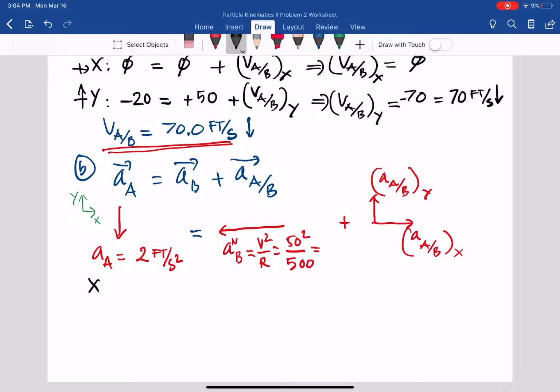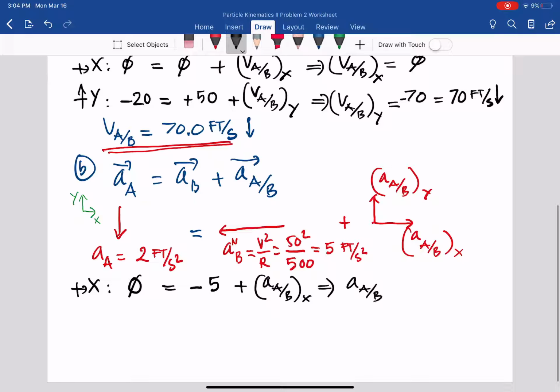So let's write out the x components, positive going to the right. The vertical one will be 0, equal to, this one is 5 feet per second squared, so you have that one here as negative 5, plus A relative to B in x. From there I have A relative to B in x equals 5 feet per second squared, and if positive it means going to the right.